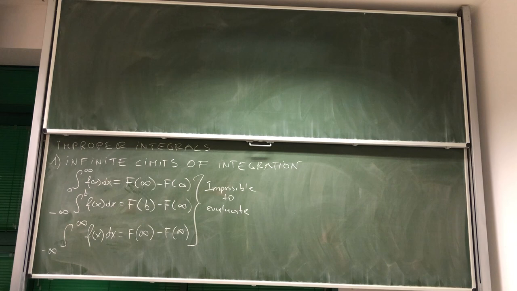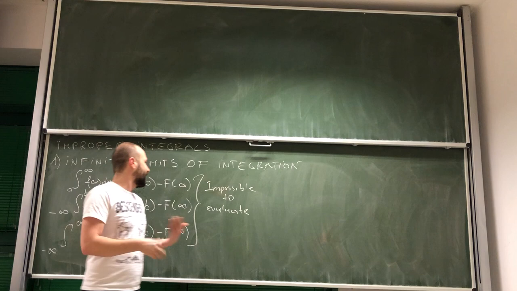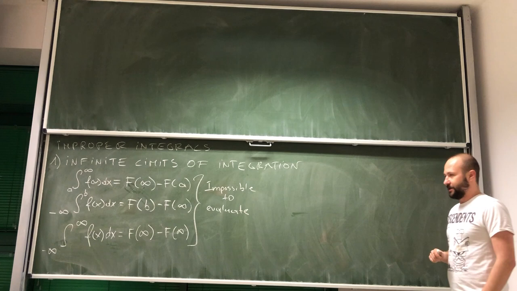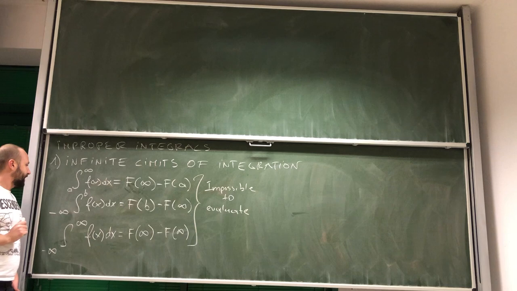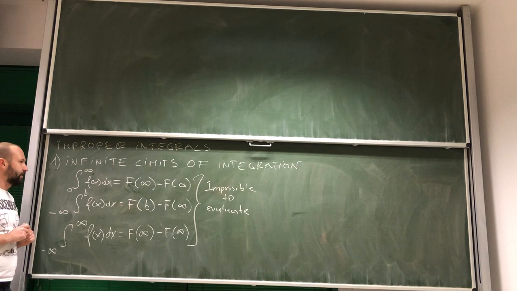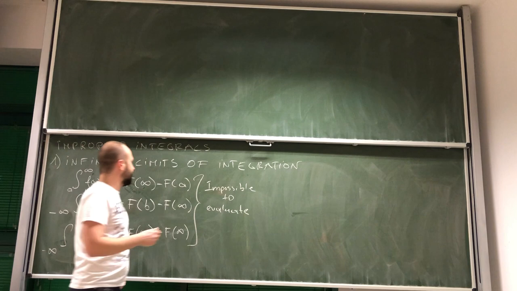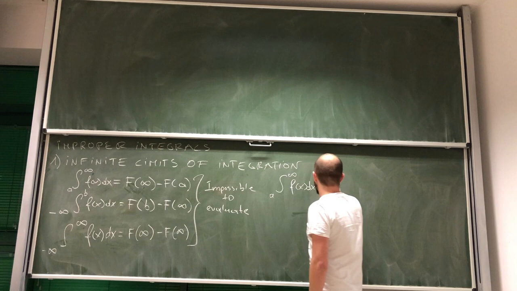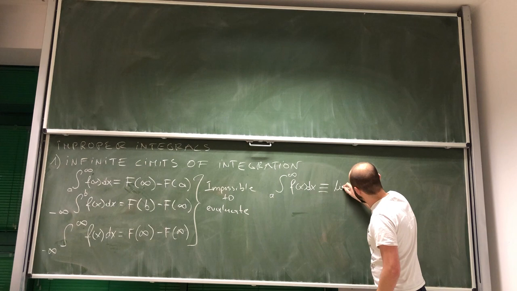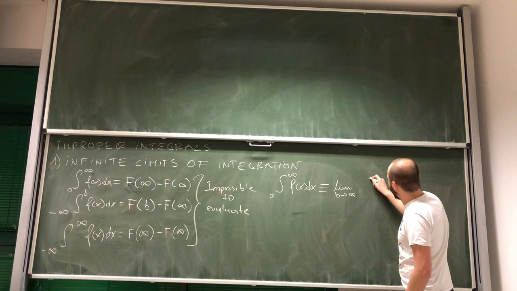Well, we cannot do it using the techniques we've been using thus far. But look, our experience should tell us that if we have a situation like that, where we have infinity somewhere, what can we resort to? Limits, of course. So look, in the first case, we can say that this integral from a to infinity f of x dx is by definition given as a limit with b approaching infinity out of the integral from a to b of f of x dx.